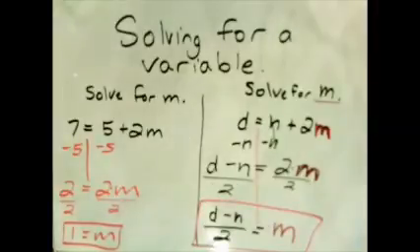The big thing is to recognize you already know the steps, just don't get weirded out by the fact that now the steps you're doing, you don't have to know the numbers to do them. So d minus n over 2 equals m.